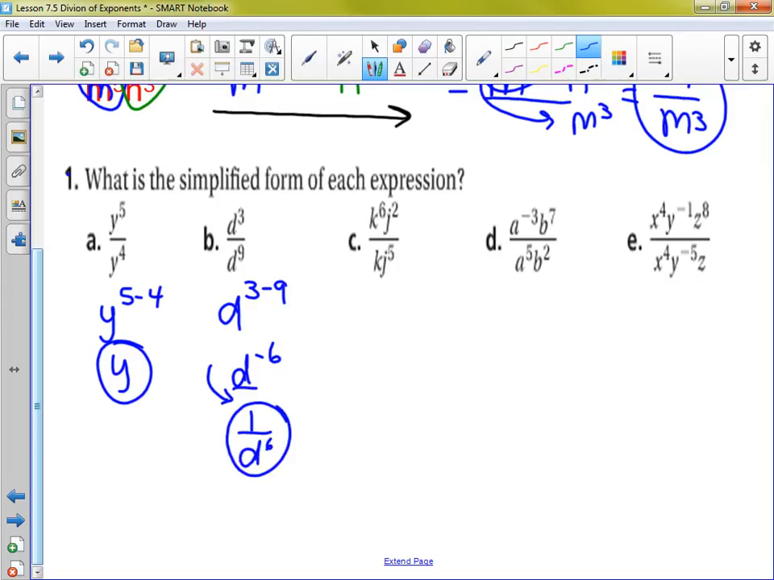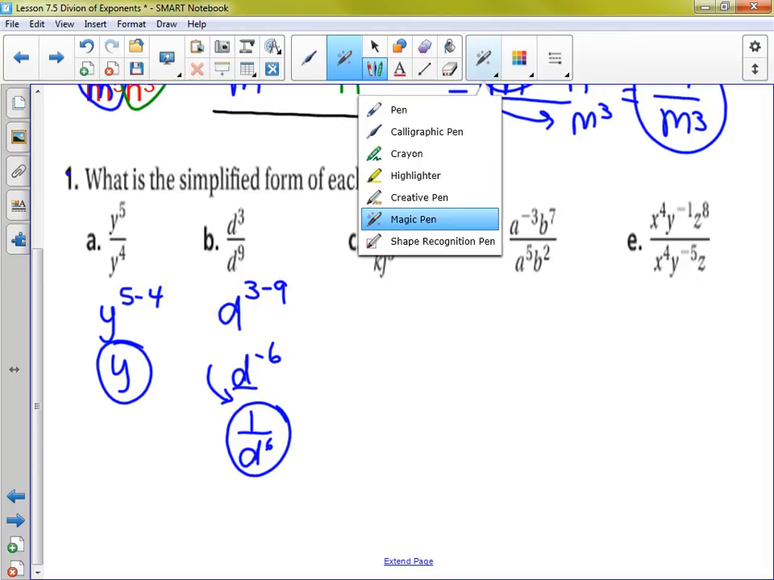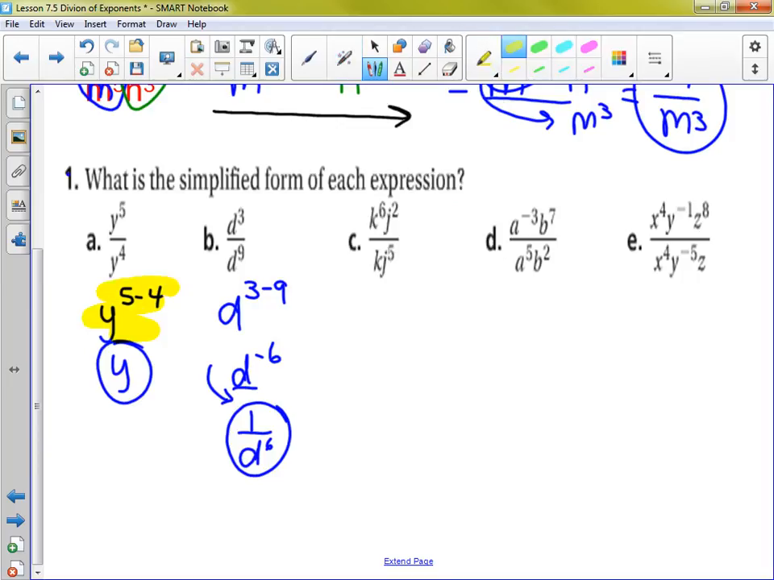Now if you'll notice, I'm including some work in solving these problems. Your paper should look just like my paper. So don't skip steps. Don't just write the answer. Don't just give me an answer sheet, because that won't get you anything.